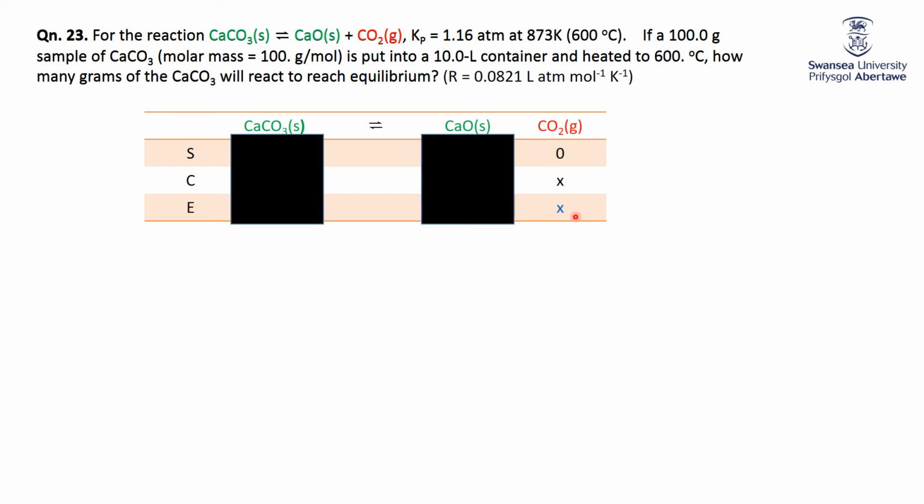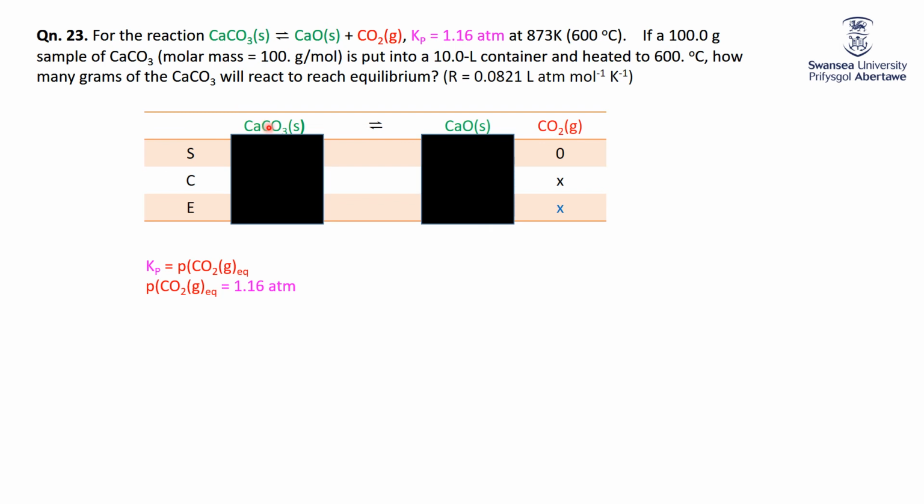Now, what is X? Well, we're told Kp is 1.16. Kp is, of course, the pressure of CO2 at equilibrium, because that's the only thing that's in there. So the pressure of CO2 at equilibrium is 1.16 atmospheres. How does that help us answer the question? Because we're actually told some other stuff, and then we're asked about grams of CaCO3.